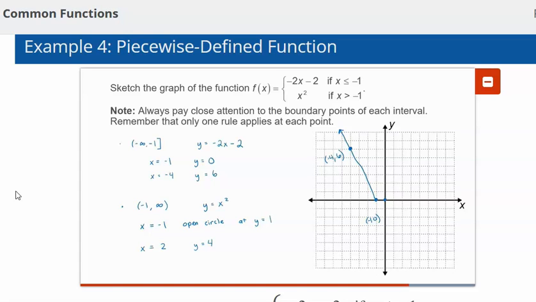So we graph the point at 0, 0. We graph an open circle at the point -1, 1. And we have a point at 2, 4. And sketch the parabola connecting these points with endpoint, the open circle, at -1, 1.